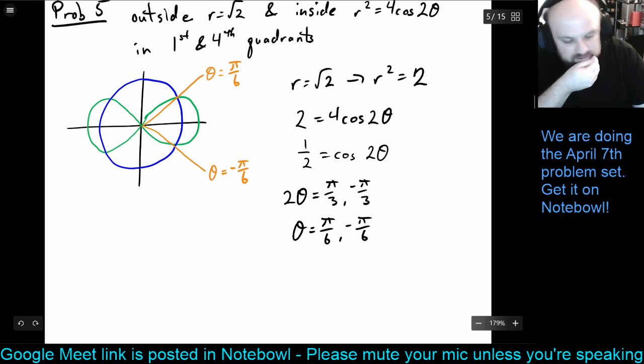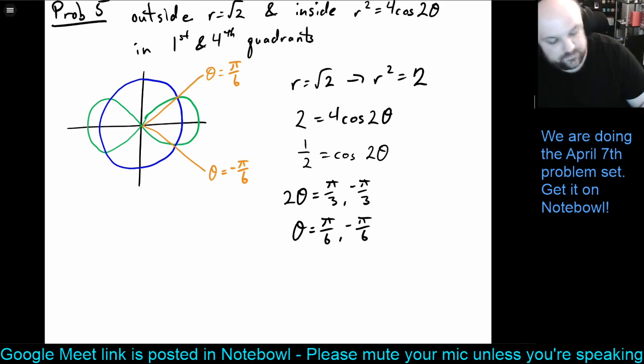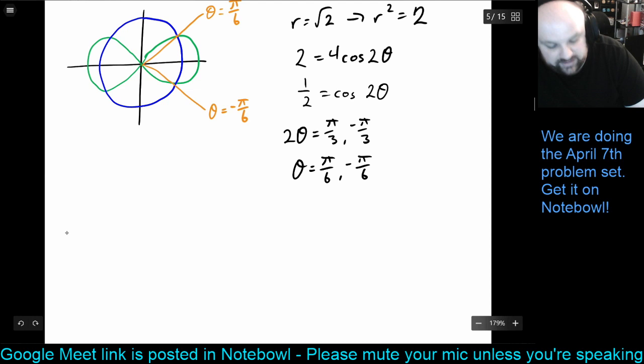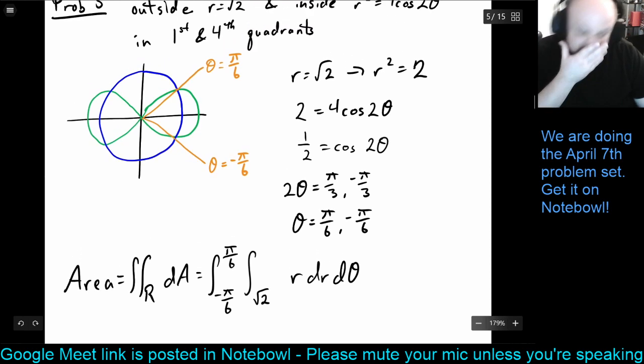So the question is, for this green part here, I need to solve for r. Right? So the area, again, is our usual integral over r of dA. Theta we've settled. The inside one for r has to be square root of 2. What is the top bound, though?